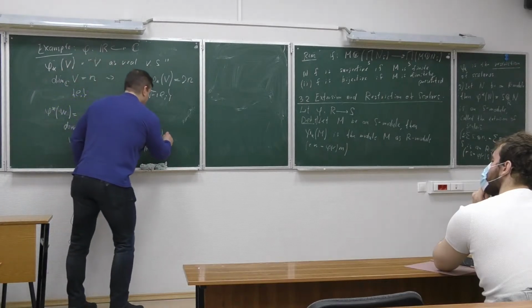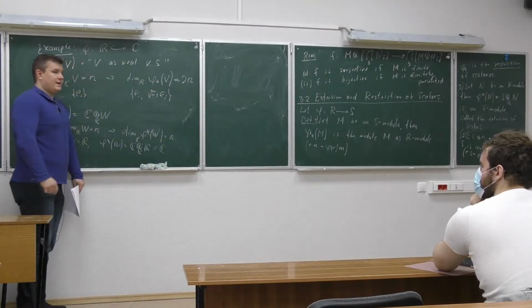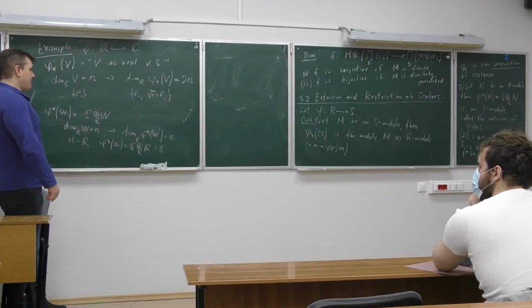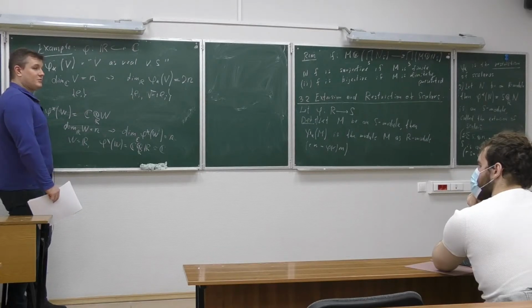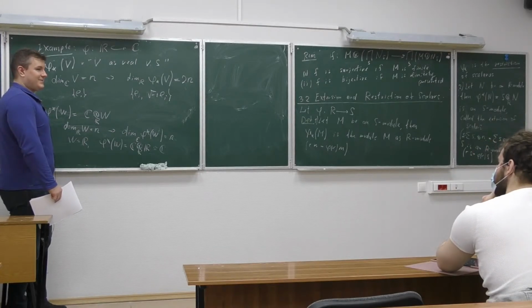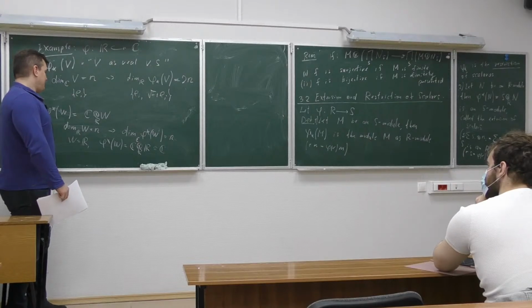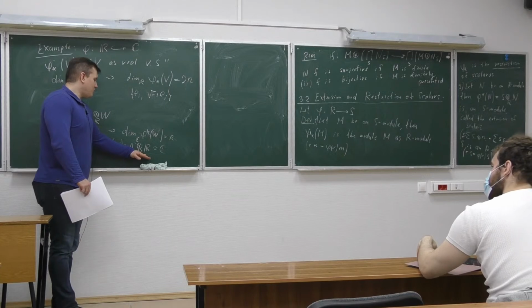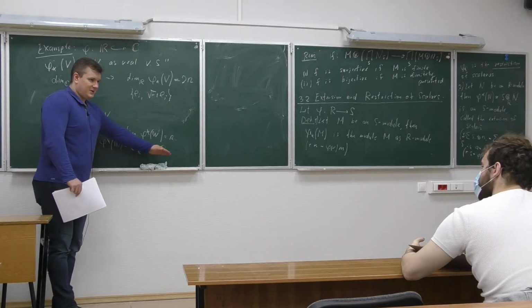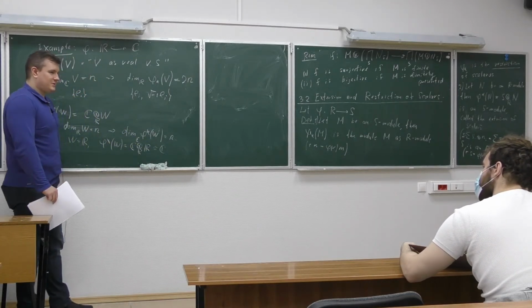So this is n, but they are isomorphic as R modules. Are these two isomorphic as C modules? Of course, they are isomorphic as C modules. Well, this is one dimensional over C, and this is one dimensional over C, and the dimension is completely invariant for vector spaces.